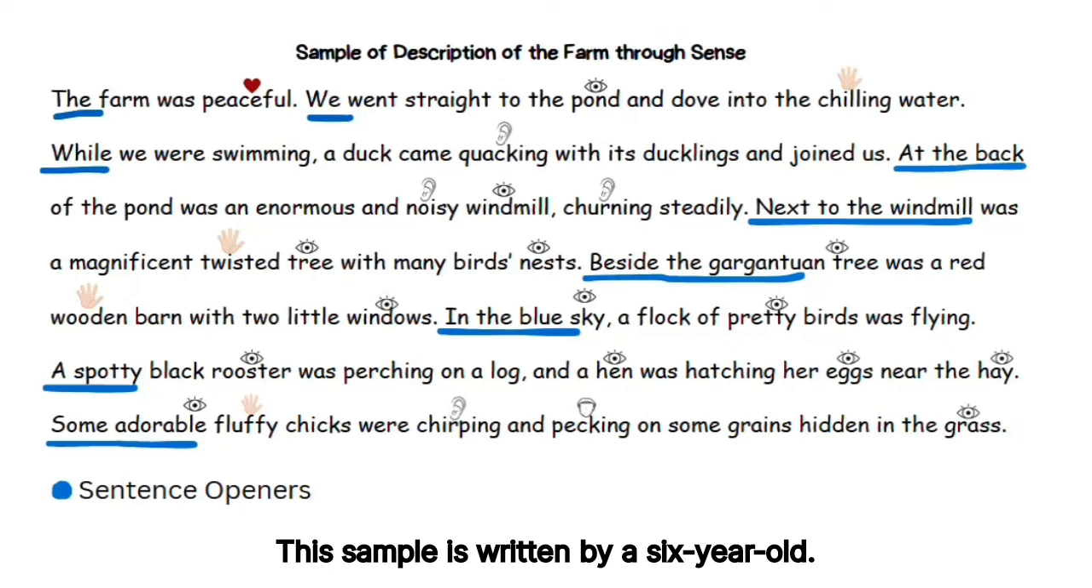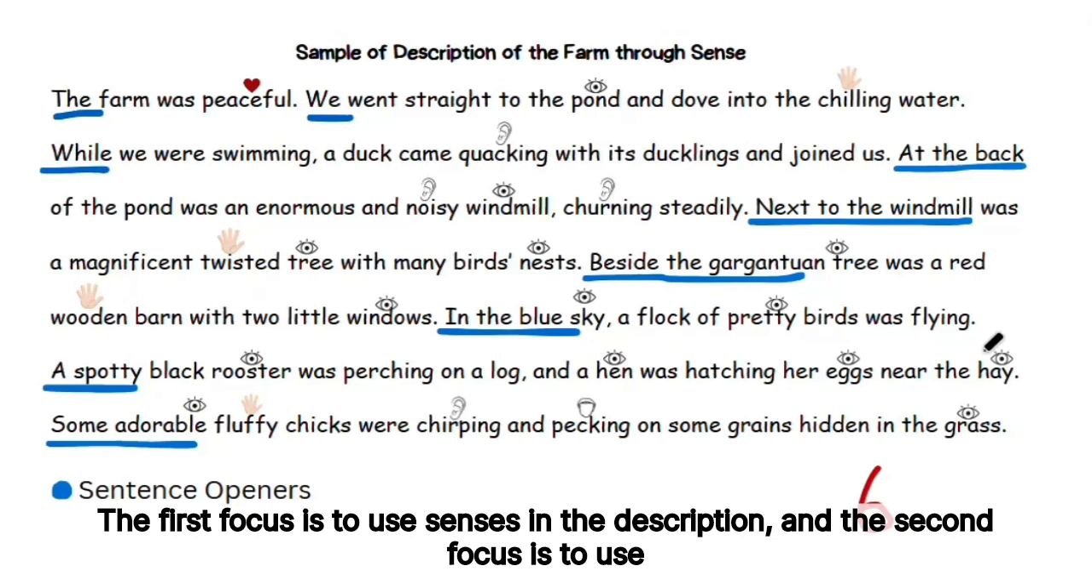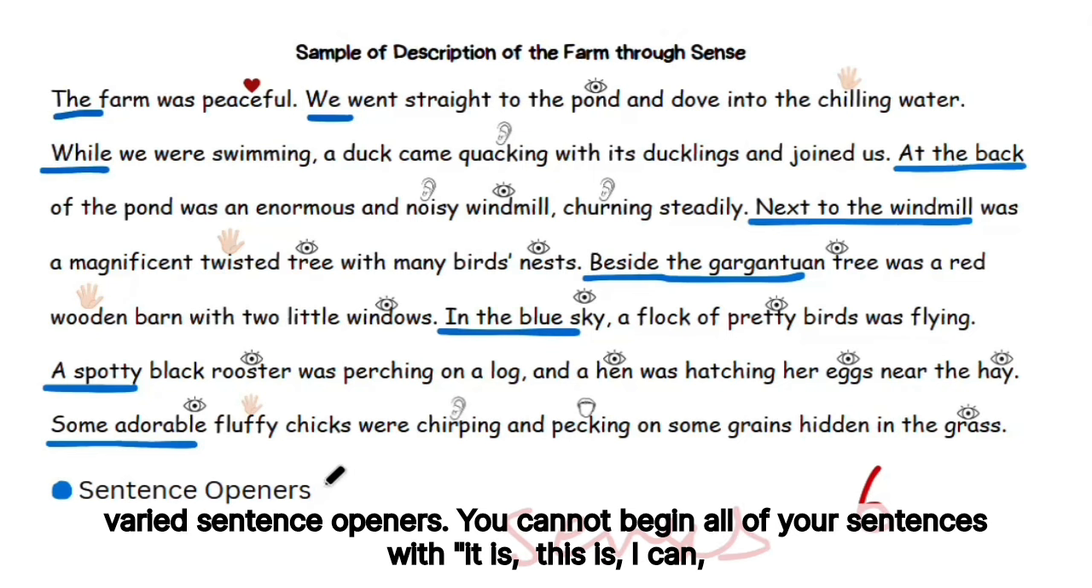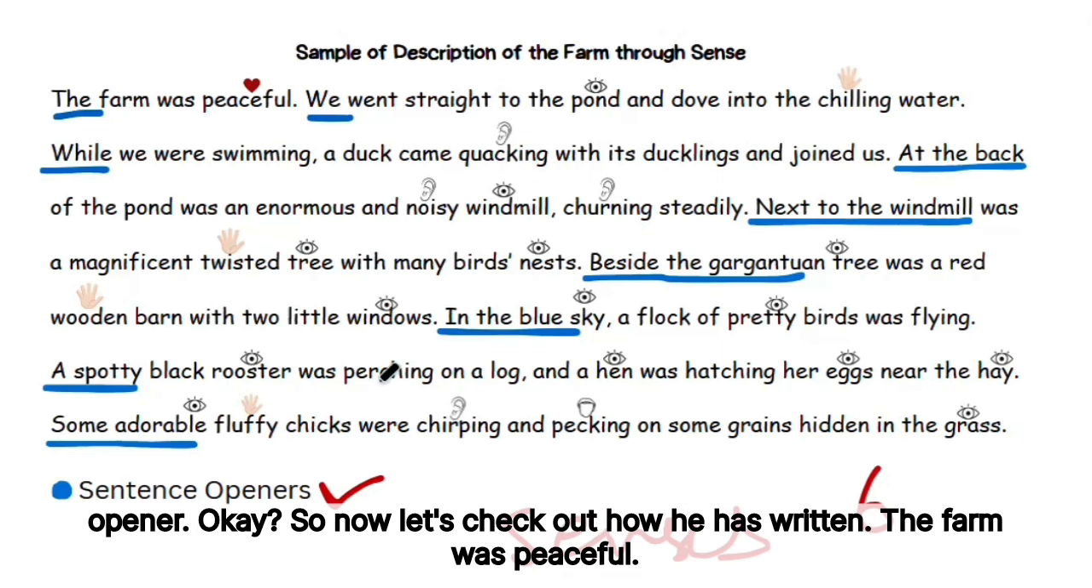And here you go. This sample is written by a 6 years old. Here we have different focuses. The first focus is to use senses in the description, and the second focus is to use varied sentence openers. You cannot begin all of your sentences with it is, this is, I can, he, she, it. Nope. Every time you write a new sentence, you should start with a different opener. Okay? So now let's check out how he has written.